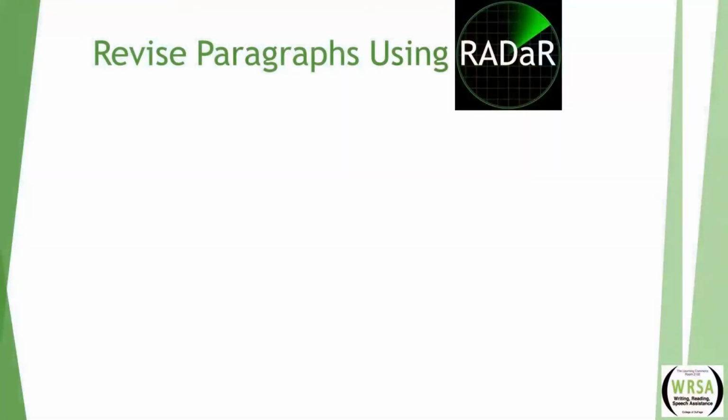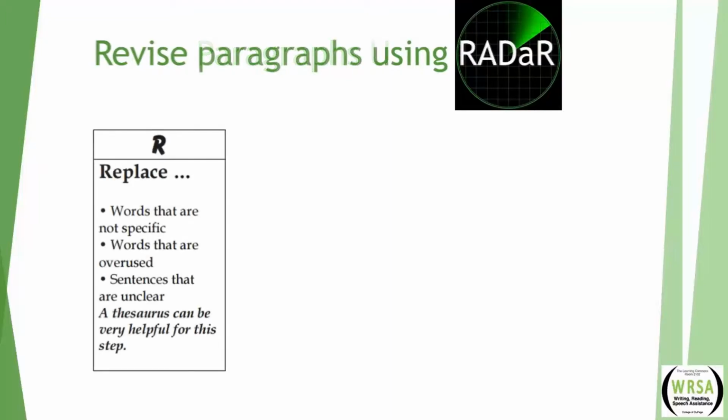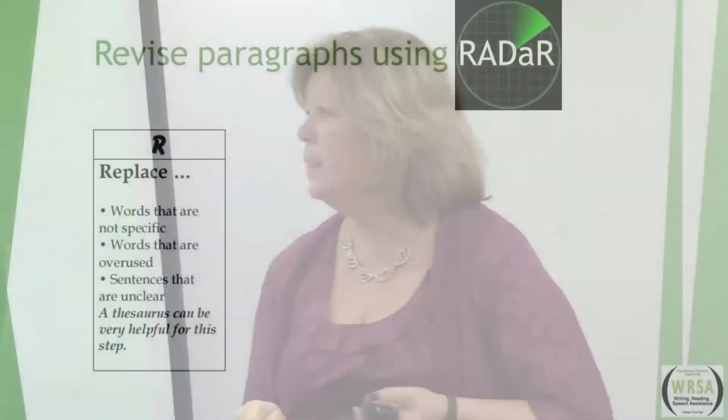As you revise your paragraphs, a good thing to use is called radar. So one thing is replace words that are not specific, words that are overused, sentences that are unclear. And sometimes a thesaurus will help you with that. But make sure you know the correct meaning of the word before you just substitute. And sometimes when students are typing along and they see it underlined in red, they'll very quickly choose the word that the computer suggests. Sometimes the computer doesn't choose the right word, so be very careful that you've got the right one there.